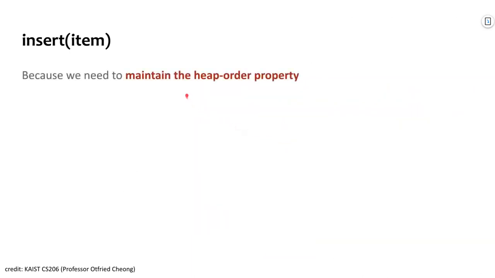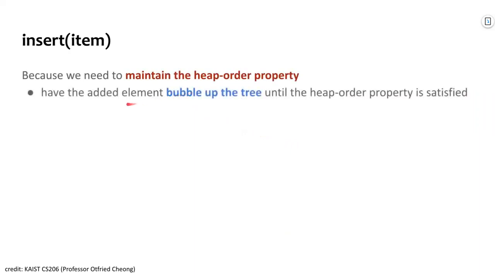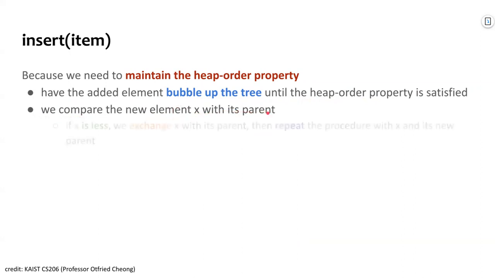And because we need to maintain the heap order property, we are going to have the added element bubble up the tree until the heap order property is satisfied. To do so, we are going to compare the new element x with its parent. If x is less than its parent, then we are going to exchange x with its parent. Then we are going to repeat this procedure with x and its new parent.